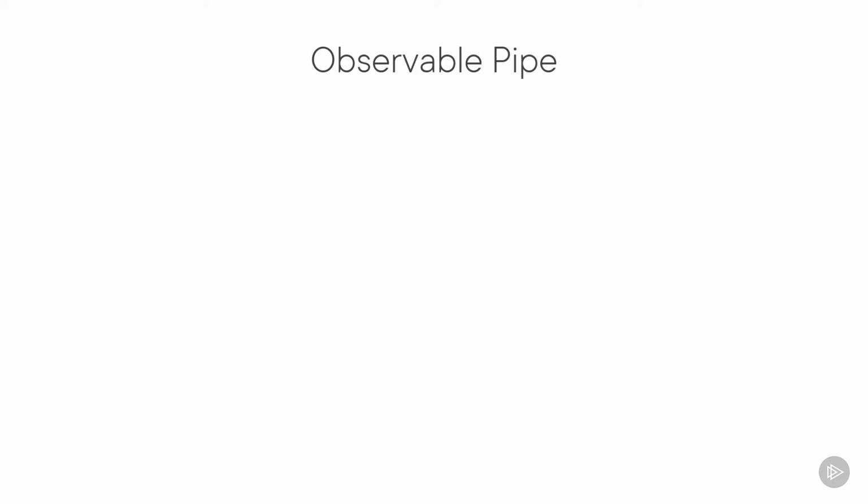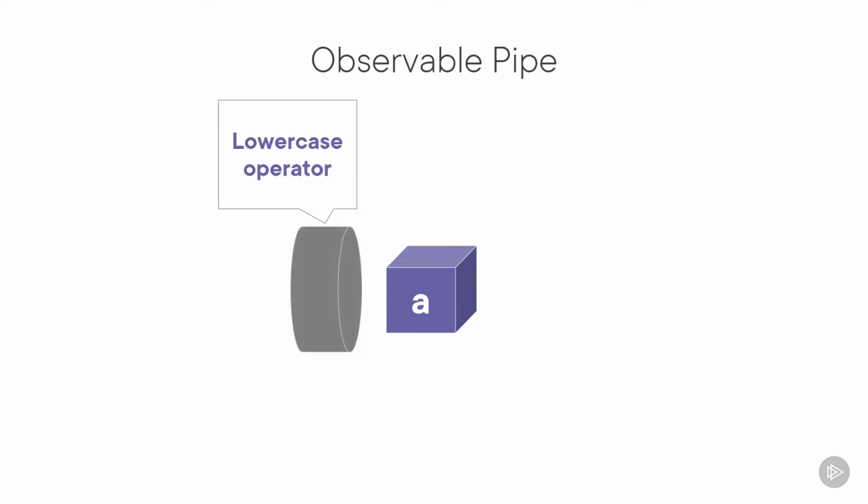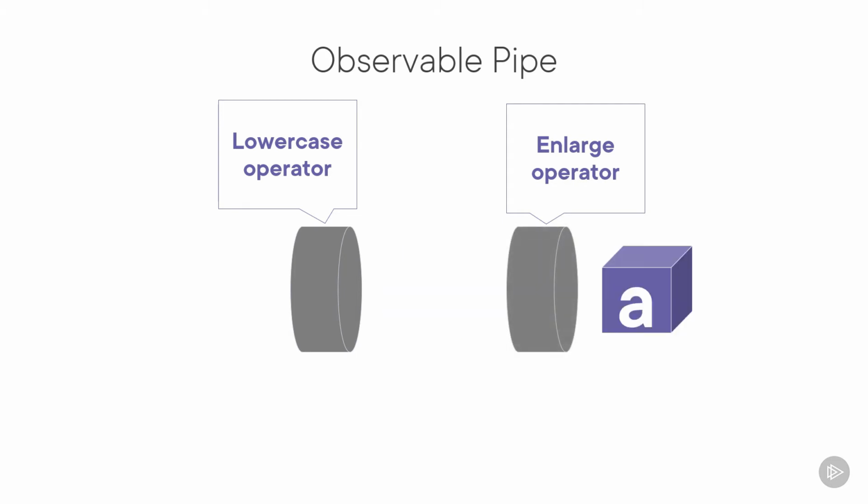There is one more thing we can do with an observable. We can specify a pipeline of sorts, using a set of operators to transform each emitted item. In this example, when a letter is emitted, we pipe it through a fictitious lowercase operator to change its case. We then pipe it through a fictitious enlarge operator to increase its size. Observables have over 100 not fictitious built-in operators to map, filter, combine, and transform data.